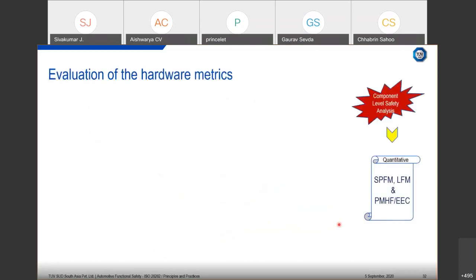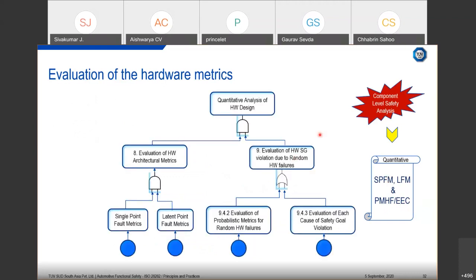And then coming to the evaluation of hardware metrics. This is what I was explaining earlier. You will be performing the single point failure metrics, latent point failure, PMHF, and also evaluation of each cause. So this is aligned in that way.